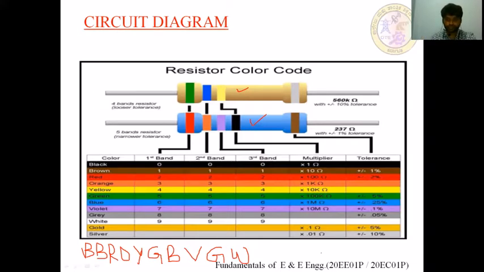For example, here the first color is black, its value is 0. Next is brown, its value is 1. Next, red, it has a value 2. Orange, value is 3. Yellow, 4. Green, 5. Blue, 6. Violet, 7, gray 8, white is 9.